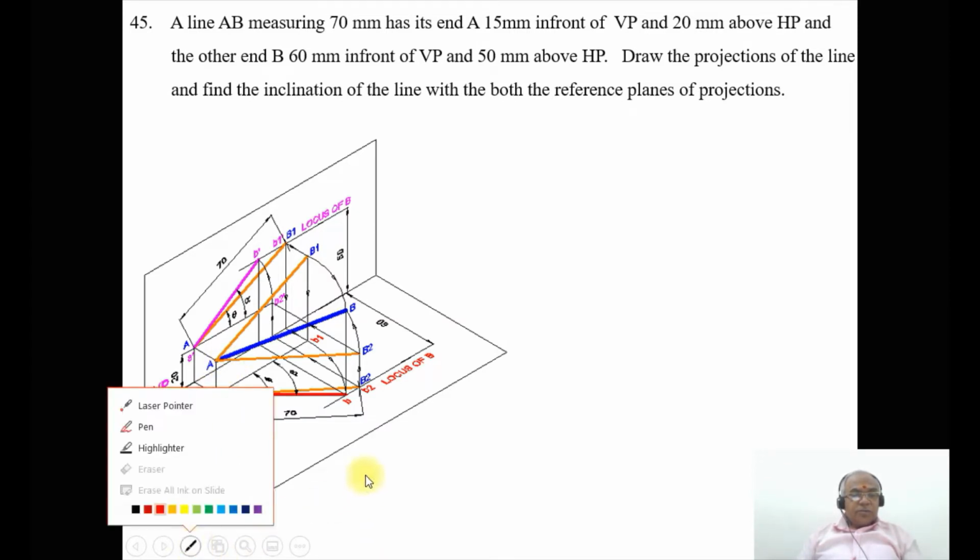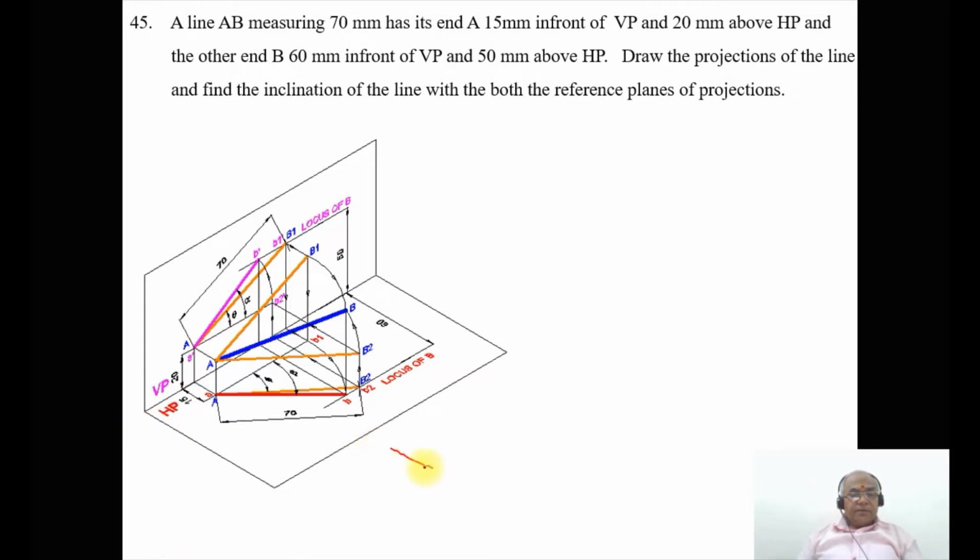Here this is the front view we are talking about. When you look from the front view, I can see the distance above HP. That image is seen in the vertical plane, from this XY line, so this is X and this is Y. Similarly, when you look from the top view, I can see the distance in front of VP. That image will fall on HP, which is small a.